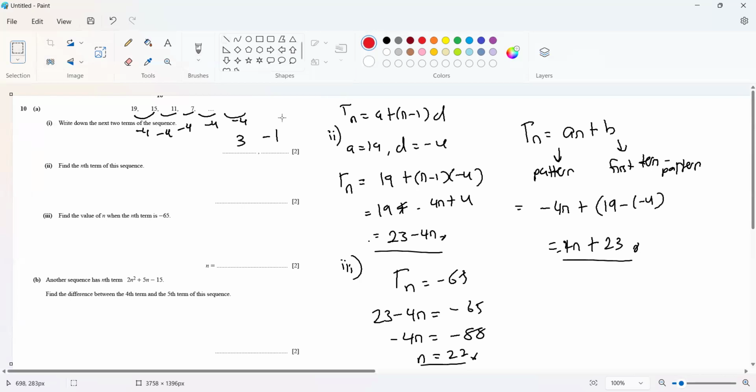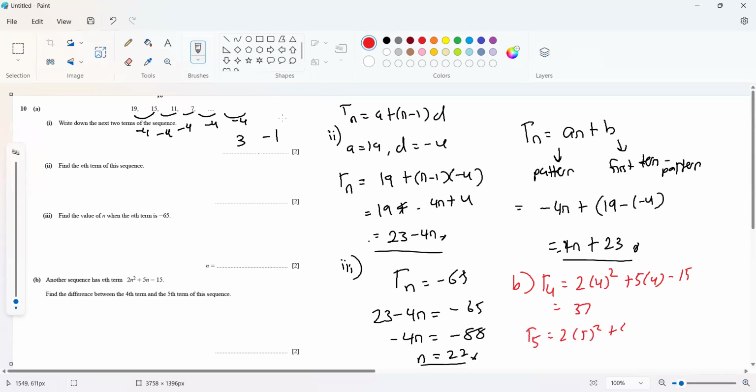And the next question is part B. Another sequence has nth term 2n squared plus 5n minus 15. Find the difference between the fourth and fifth term. So we have T4 as 2 times 4 squared plus 5 times 4 minus 15. So this is just a calculation-based question. So it's 37. Whereas T5 would be 2 times 5 squared plus 5 times 5 minus 15, so that would be 60. So in other words, T5 minus T4 would simply be 60 minus 37. So that's 23, right? So that is our difference between the terms.